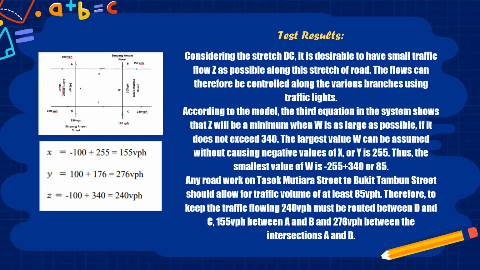Any route work on Tasik Mutiara Street to Bukit Tamu Street should allow for traffic volume of at least 85 vehicles per hour. Therefore, to keep the traffic flowing, 240 vehicles per hour must be routed between route D and route C, 155 vehicles per hour between route A and route B, and 276 vehicles per hour between the intersection of route A and route D. Okay, that's all for this discussion.